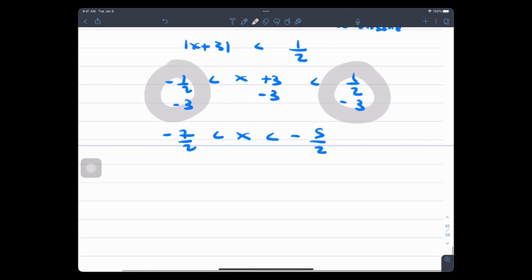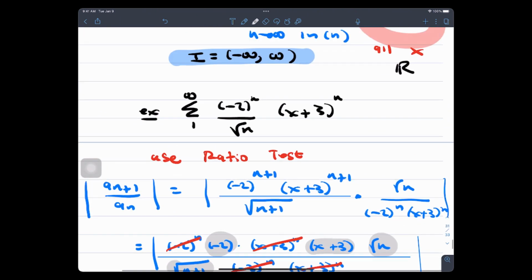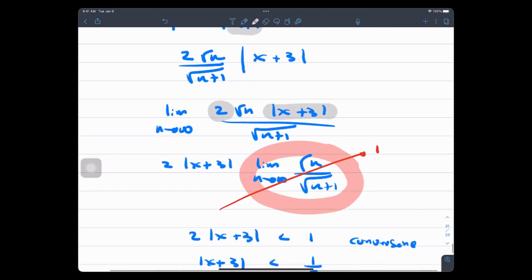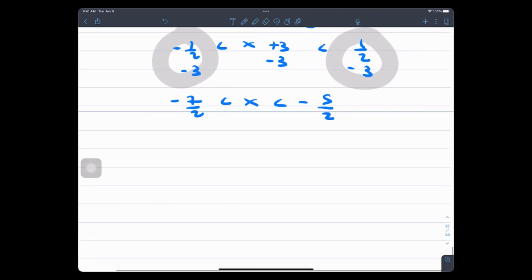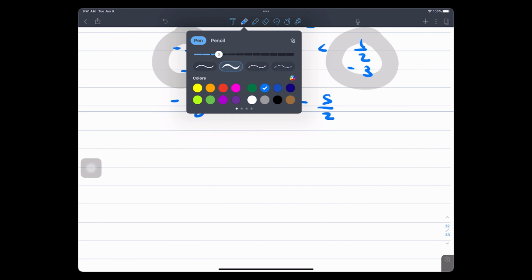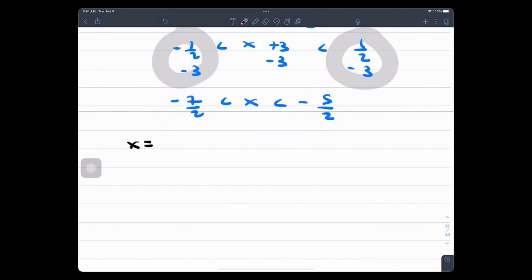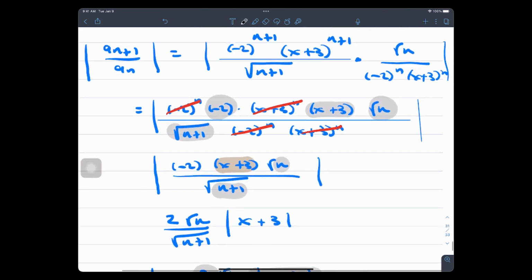So don't forget, though, what kind of test is this? The ratio test. So if it's the ratio test, we got to check the endpoints, right? We got to check when x is negative 7/2, and when x is negative 5/2, we got to check this here.